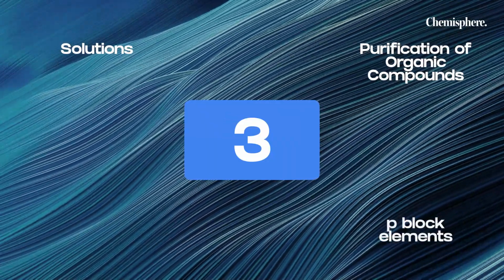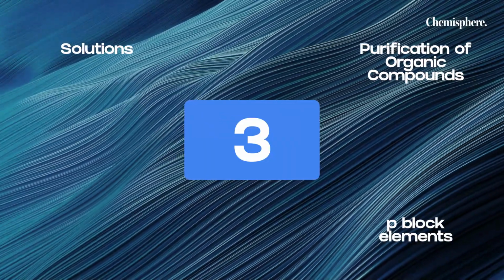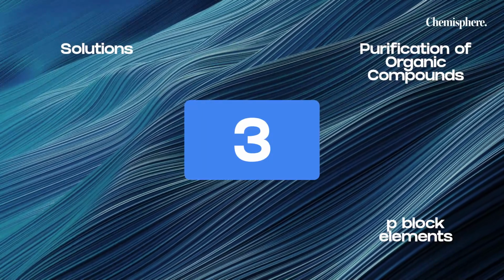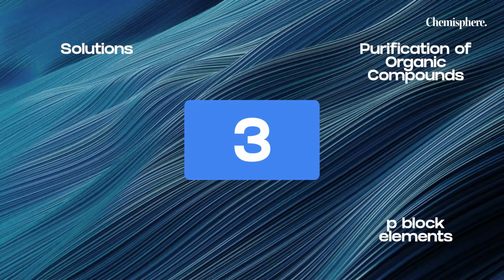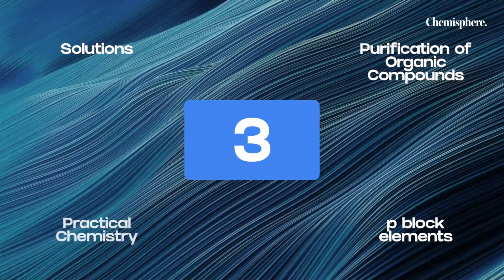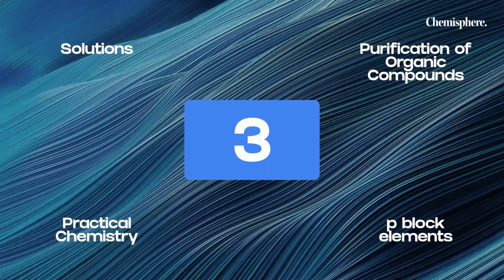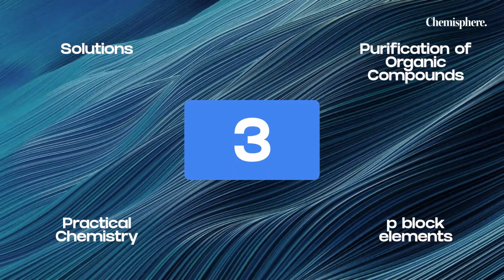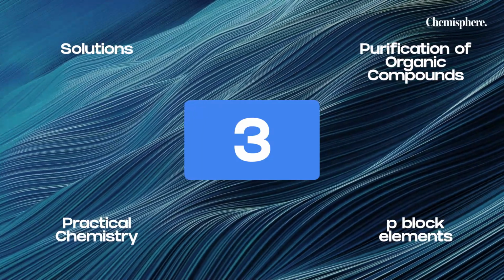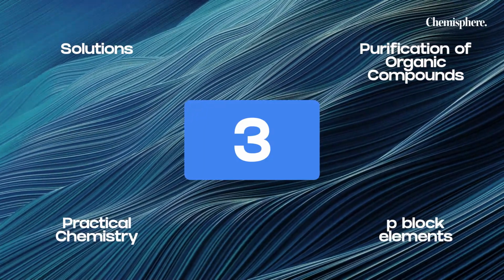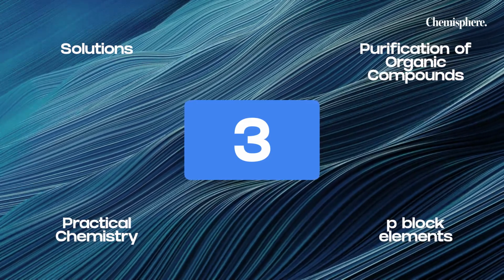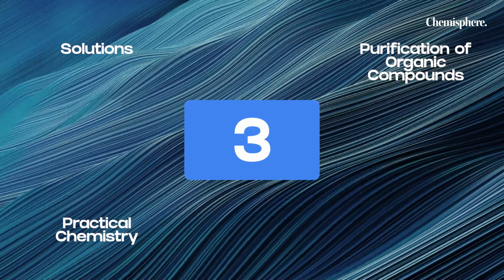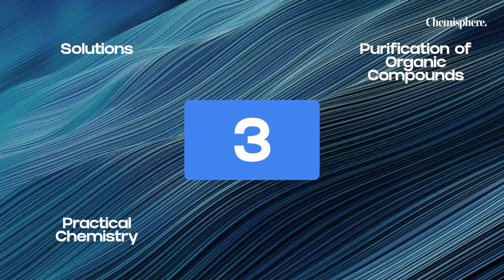Then we have p block elements. Now the syllabus has already been drastically reduced for p block elements, so it should not be that much of a problem to complete that. And lastly, we have principles related to practical chemistry. This includes qualitative analysis and a lot of other topics which are included in the NCERT lab manual. So please refer to the syllabus PDF, the link of which I have given in the description, in order to get a clear picture of what subtopics are there under each chapter.